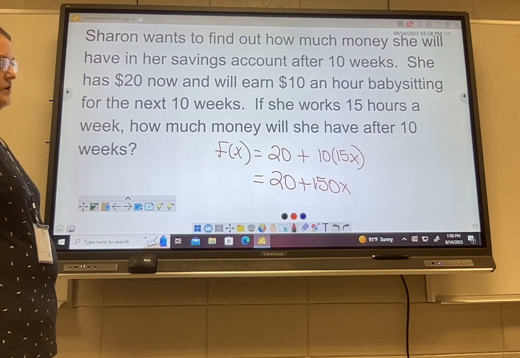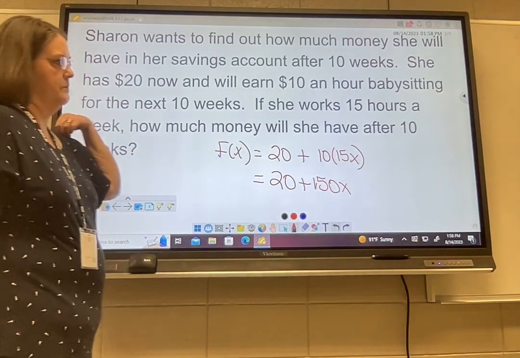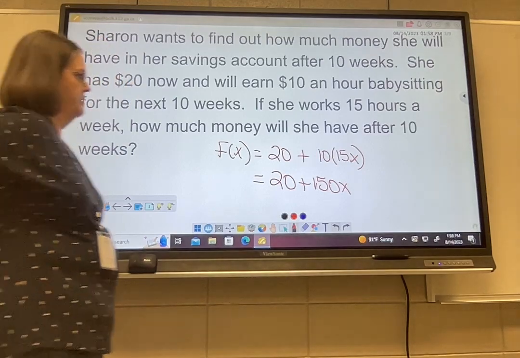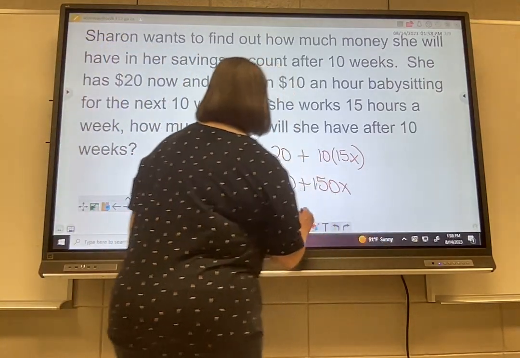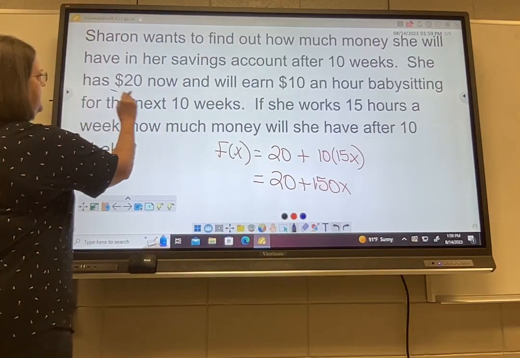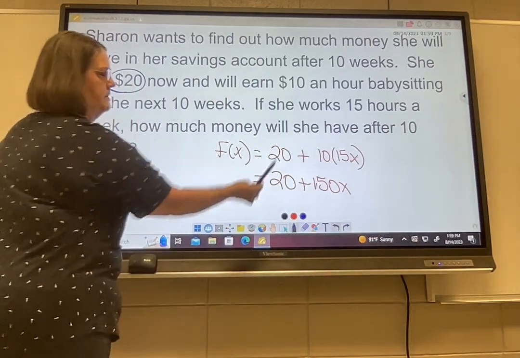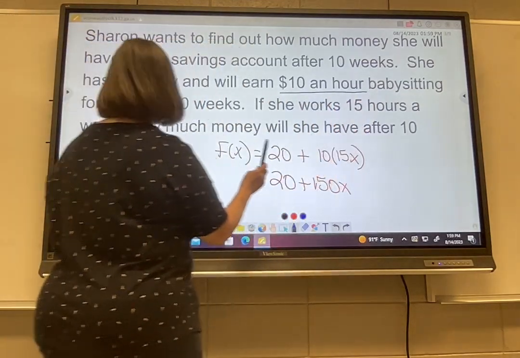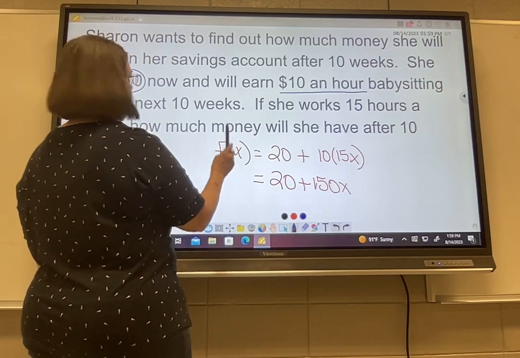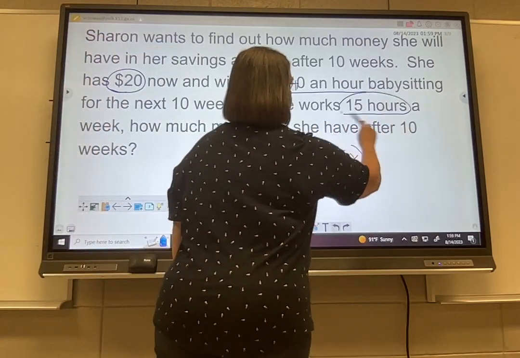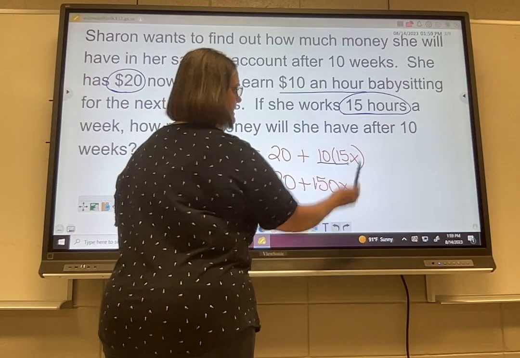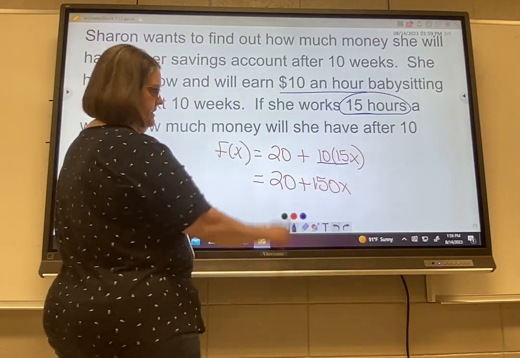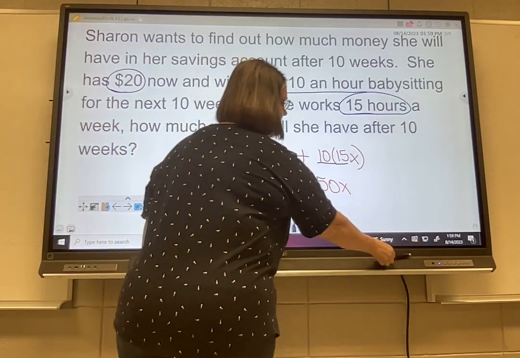Now, x is your number of weeks, f(x) is your y. So when we write this rule, remember we start with what we have. This is actually our beginning amount. So our beginning amount is $20. That's where 20 comes in, plus $10 an hour, and then 15 hours each week. So that's 10 times 15, $10 an hour for 15 hours. And then x is your number of weeks, which gives us 20 plus 150x.